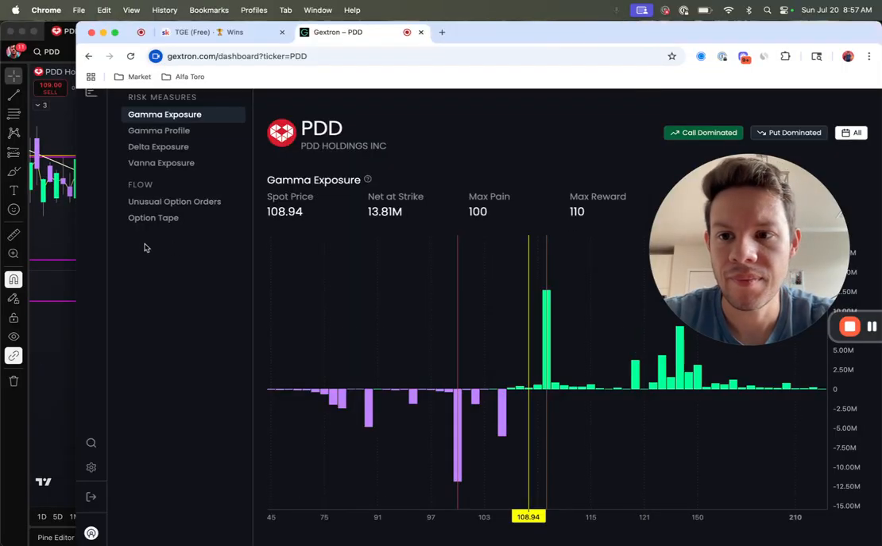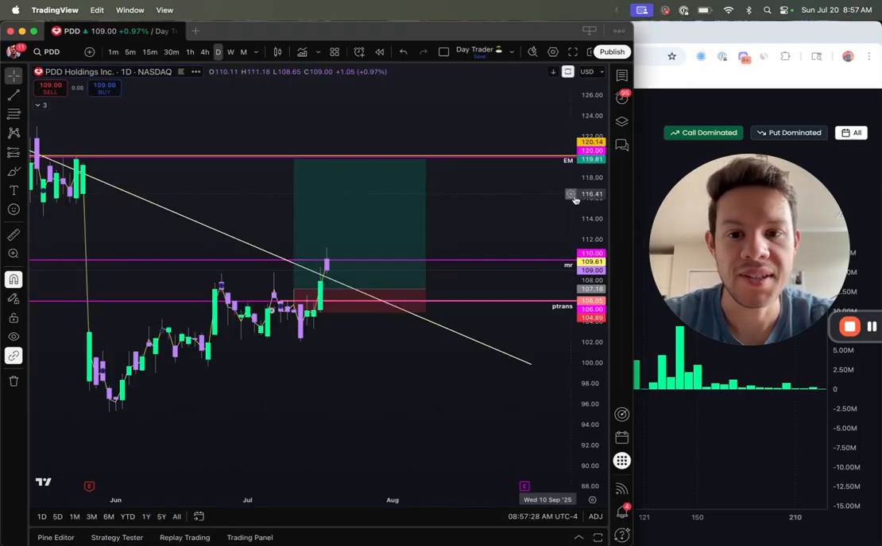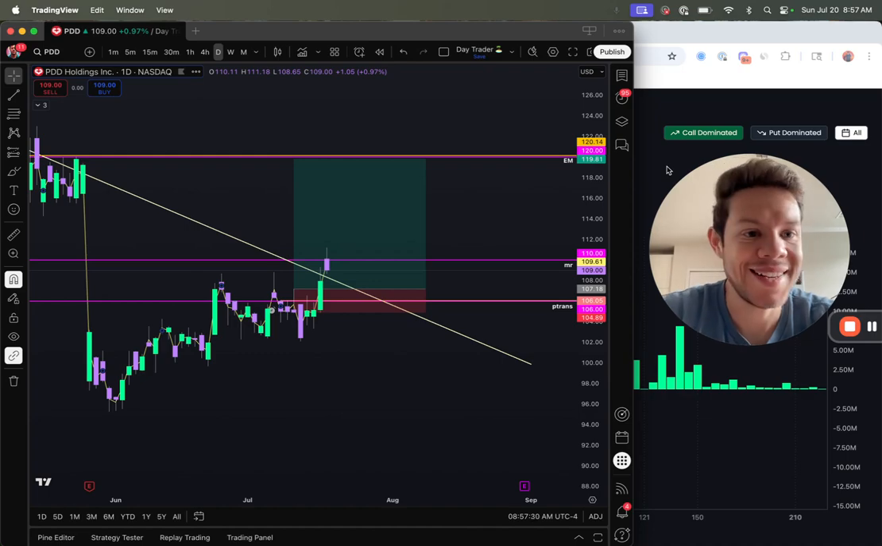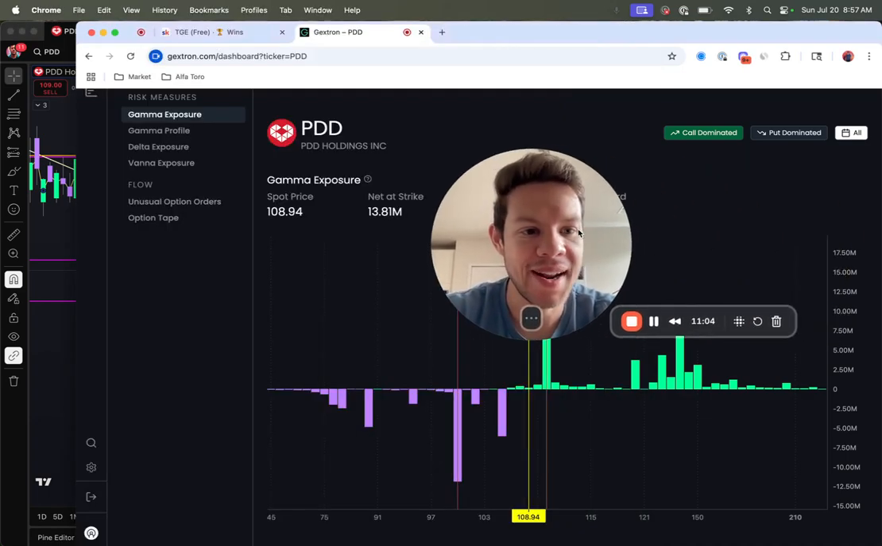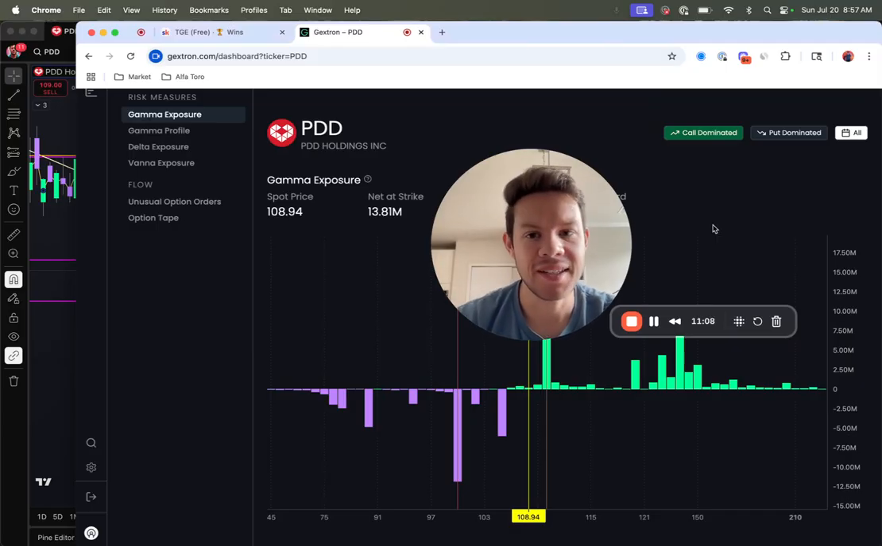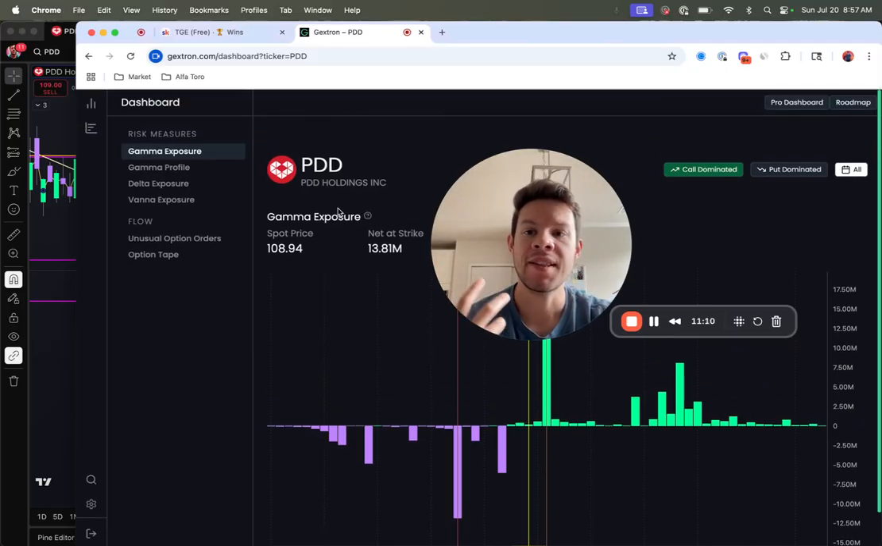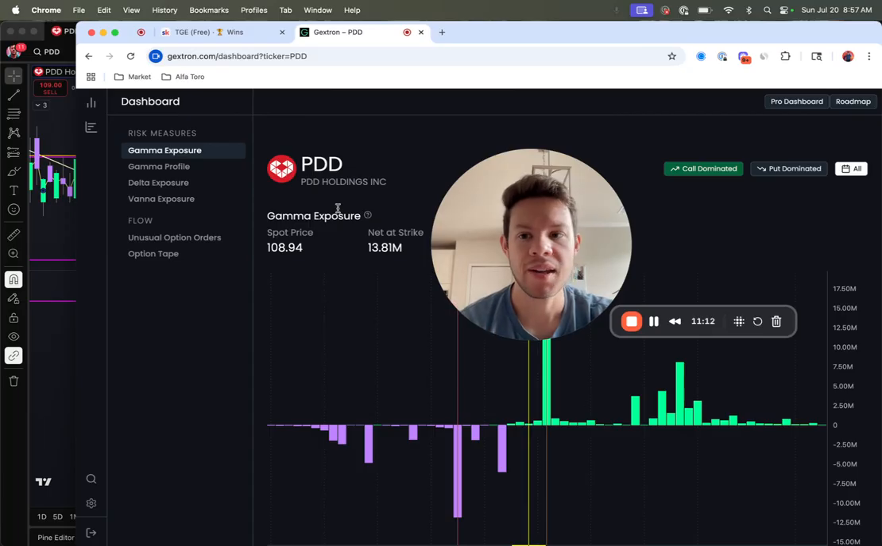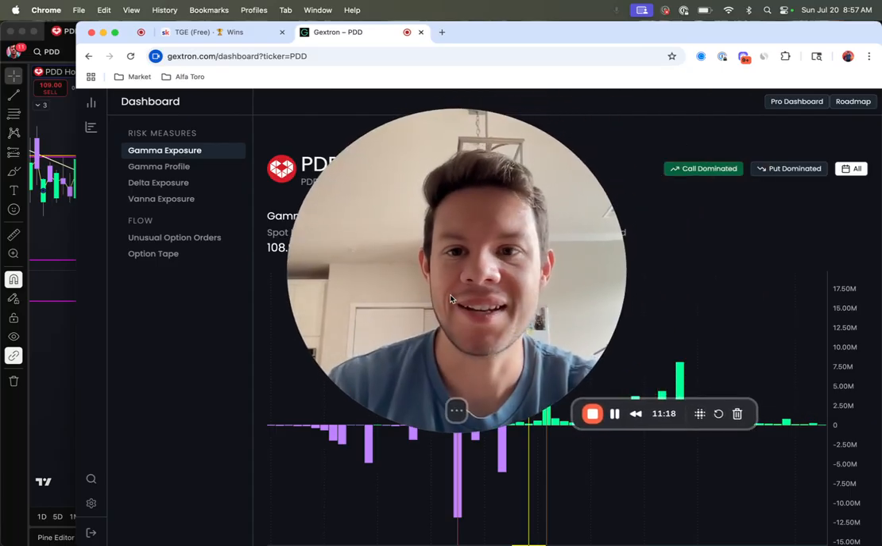That's it. This is literally it. This is all I do for support and resistance levels. And that's as easy as it gets. It doesn't really get any more complicated. I don't need to look at higher time frames. I don't need to look at different time analysis because everything that I'm getting from the option market, everything that Gextron gets, it gets from the option market, and I can just make better decisions because it's just math.